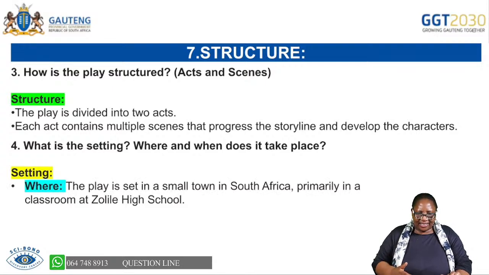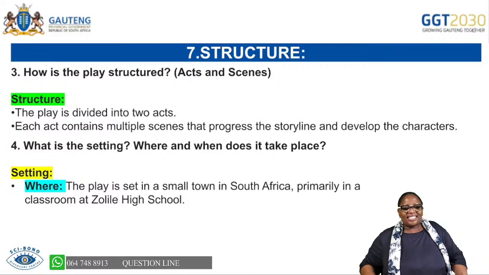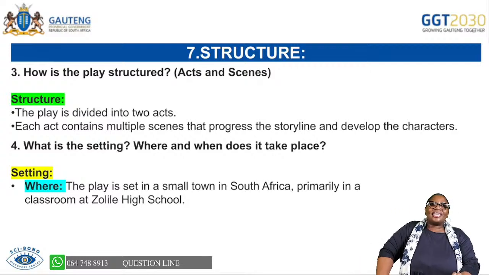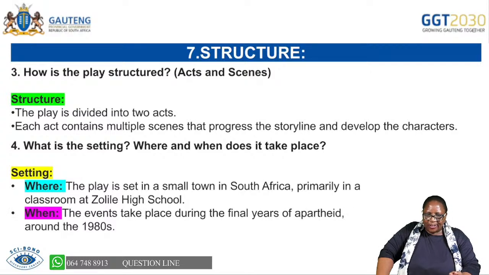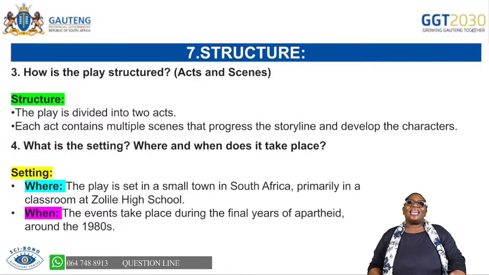And then what is the setting? The setting is where and when does this story take place? Where? The play is set in a small town in South Africa, primarily in a school or classroom at Zolile High School. And when? The time frame. The events take place during the final years of apartheid, around the 1980s.